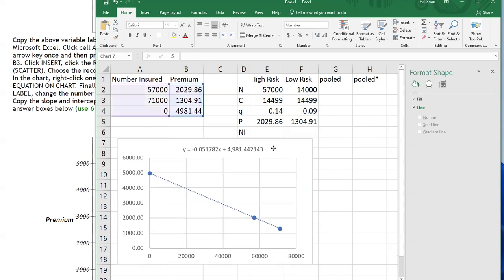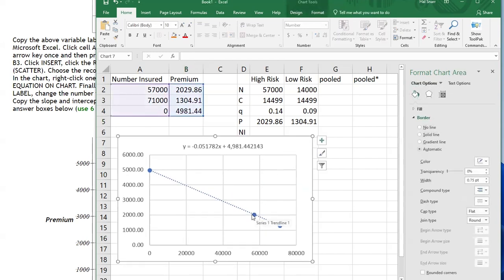Now, technically speaking, all the points on this dotted line from here to here, that's called extrapolation. Any interpretation of the line outside of these two dots is actually statistically maybe inappropriate. We're going to ignore that. We're going to assume that this is our demand equation for health insurance in this fictional country.